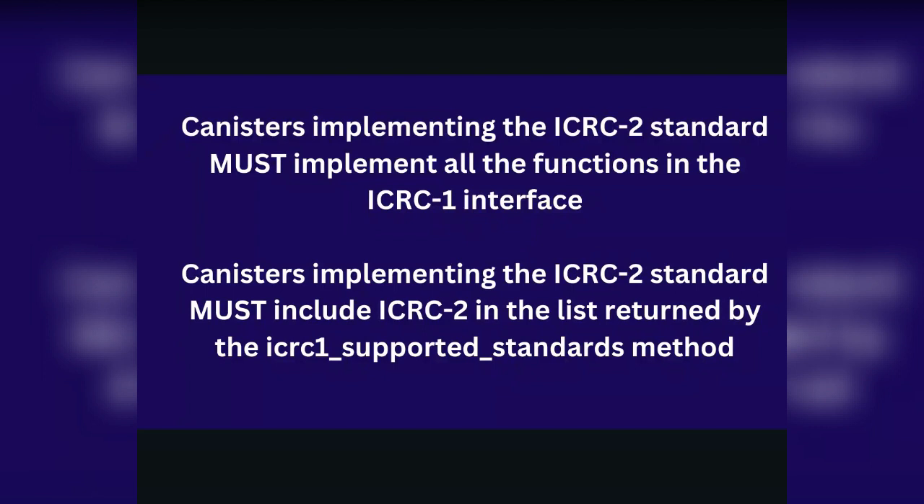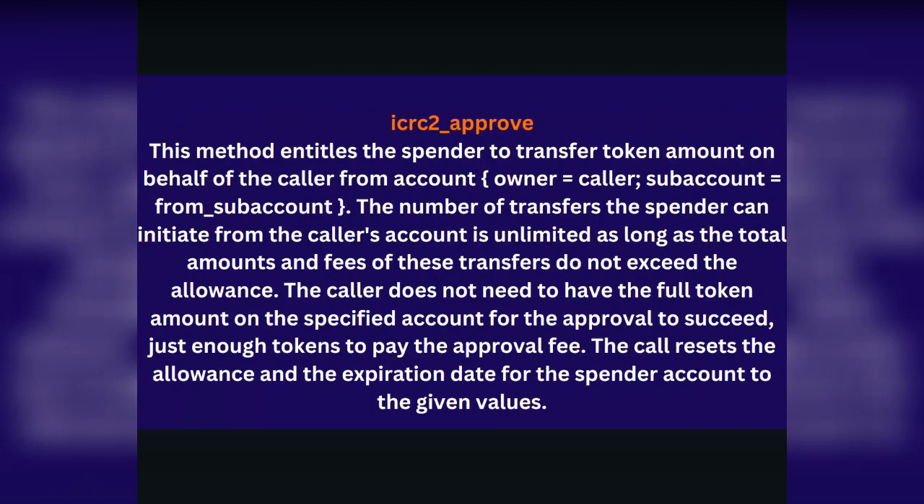It's just that we're giving it more hybrid features. So canisters that are implementing the ICRC2 standard must also include ICRC2 in the list returned by the ICRC1 supported standard method. We're gonna see that in code. There's different types of methods of ICRC2 that you can check out. For example, there's this ICRC2 approve method.